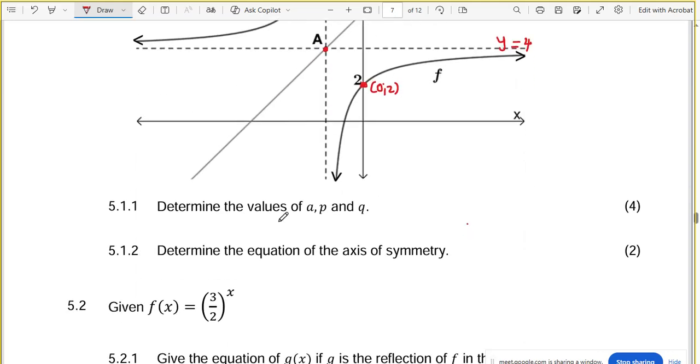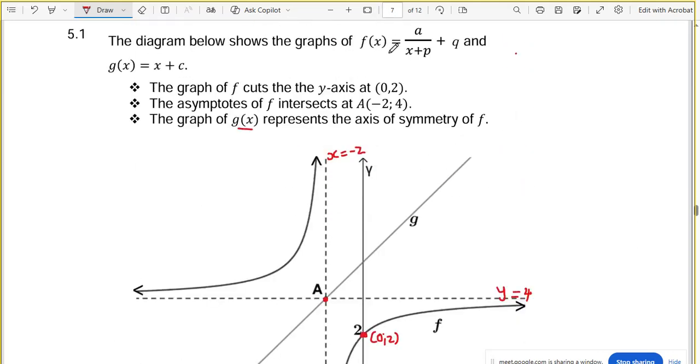Okay. First question: determine the values of a, p, and q. We need to find the equation of f(x). So tell me, what is the first thing that you think you can do to find the equation of f(x)? What do you think will be best for you to do first?